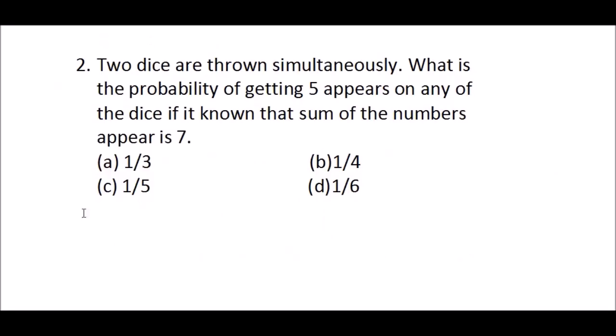The next problem is: 2 dice are thrown simultaneously. What is the probability of getting 5 on any of the dice if it is known that the sum of the numbers appearing is 7? That means it is also a problem of conditional probability, because it is already known that the sum of the numbers appearing on the dice is 7.